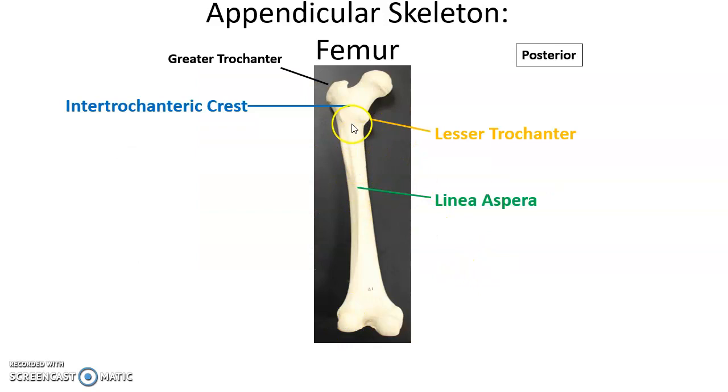Looking at a posterior view of the femur, again, we can see the greater trochanter. You can also see sticking out posteriorly the lesser trochanter. Then there's a ridge of bone that connects the two called the intertrochanteric crest. Greater trochanter, lesser trochanter, intertrochanteric crest. There's also this ridge going along the shaft of the femur. This is the linea aspera.